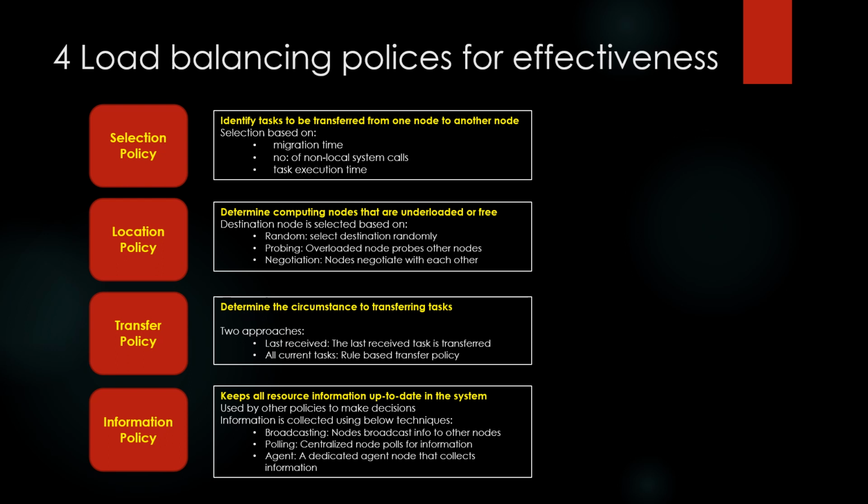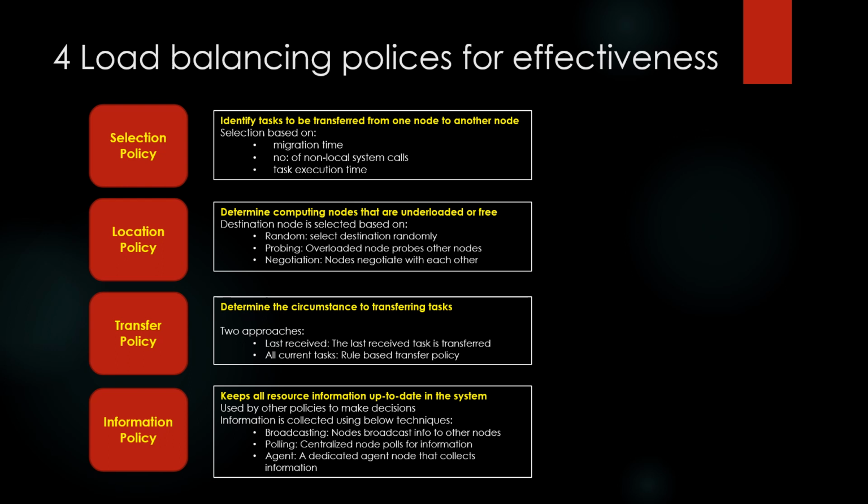Now talking about the load balancing policies, there are 4 policies that are laid out in the paper. The first one is the selection policy, then we have the location policy, the transfer policy, and the information policy. The selection policy identifies tasks to be transferred from one node to the other node, and the selection is based on various parameters like the total migration time, the number of non-local system calls, and the task execution time.